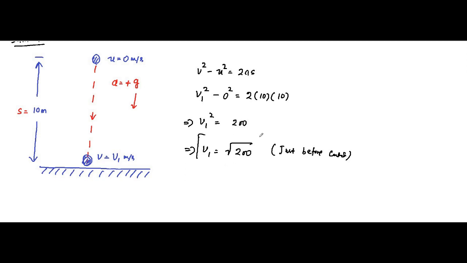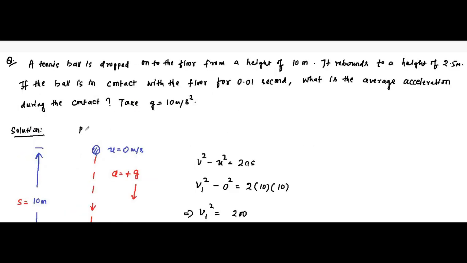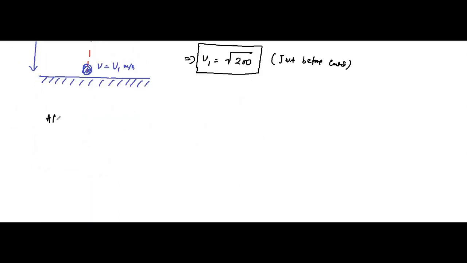Then let us go to the second journey of the ball after striking. So let us say this is before striking, or before contact, and now we will go to the after contact journey of the ball. It has been given that after striking the ground, the ball rebounded and moved upwards to a height of 2.5 meters, and then it came to rest.